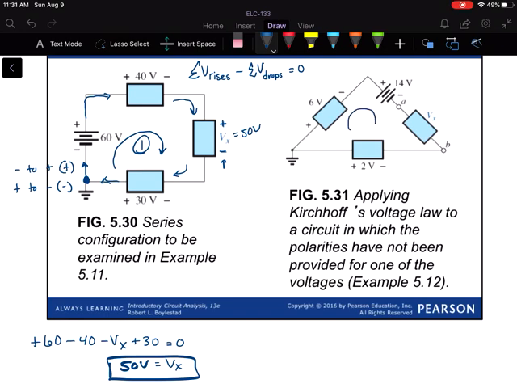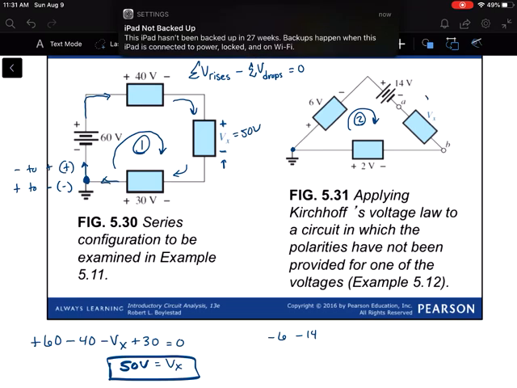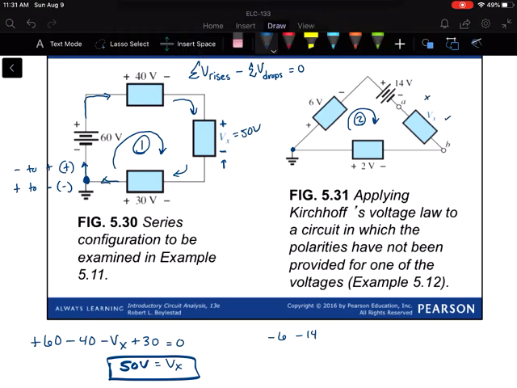Okay, the equation for the second triangle circuit, I'm going to do a -6 minus 14. Again, I'm going to assume a plus to minus on that Vx, minus Vx, and then plus 2 for the 2 volts to get back to where I started, equals 0.